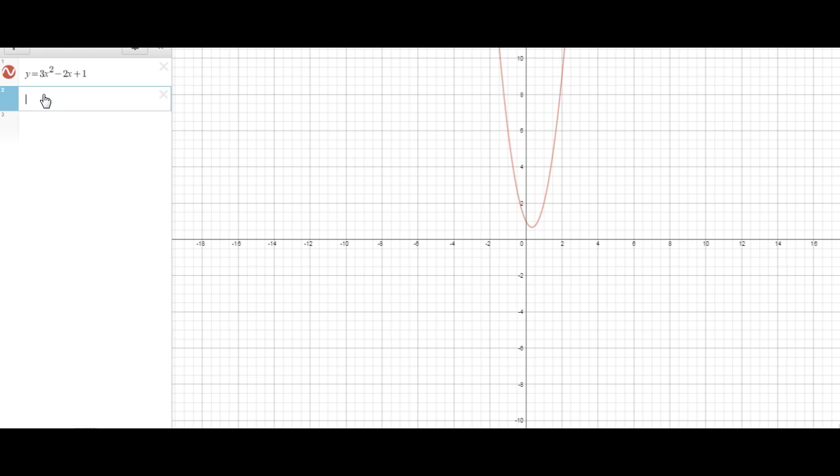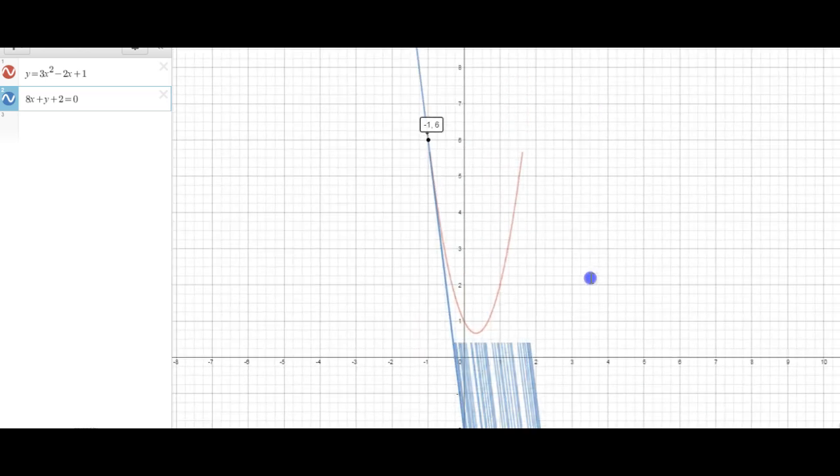And what did we say this was? 8x plus, I don't know if I could type this in this way. No, apparently I can type it in that way. So there's the line 8x plus y plus 2 equals 0. And I think you see there's a little point. You can put a point there at the point of tangency. It put the point, so -1, 6, and there we go. I don't know if we can zoom in, maybe move that down a bit.